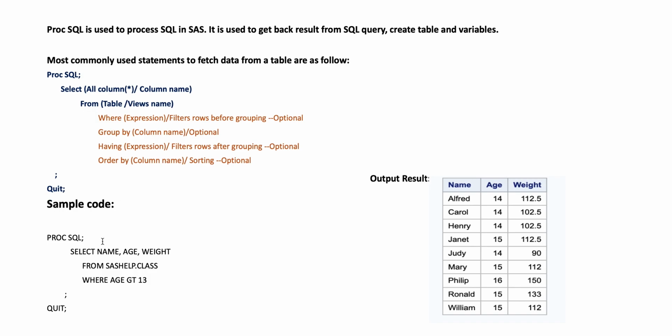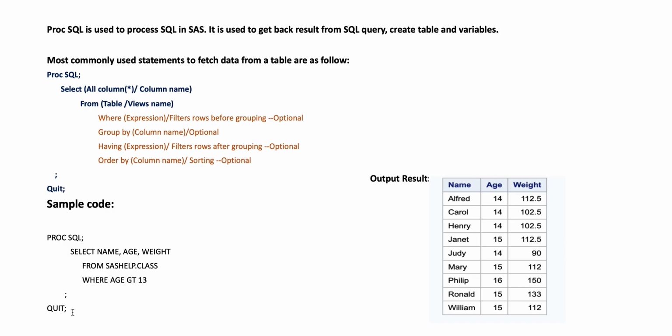A sample code is given here. Proc SQL semicolon select name comma age comma weight from sashelp.class where age greater than 13 semicolon quit semicolon. That means this program is asking to select only three variables, name, age and weight, from the sashelp.class dataset where age is greater than 13. That means you have to select all records where age is greater than 13.